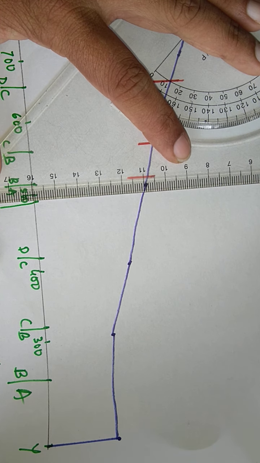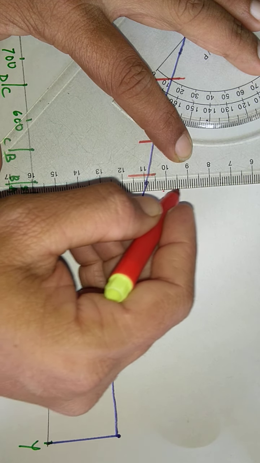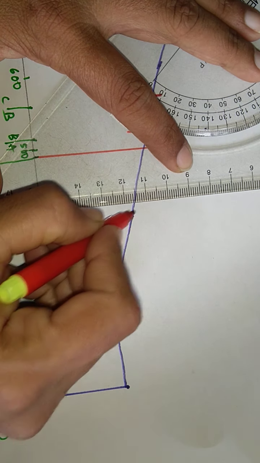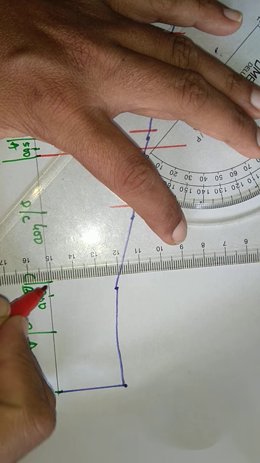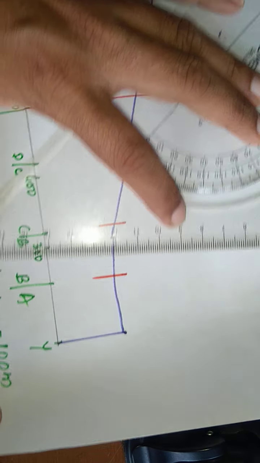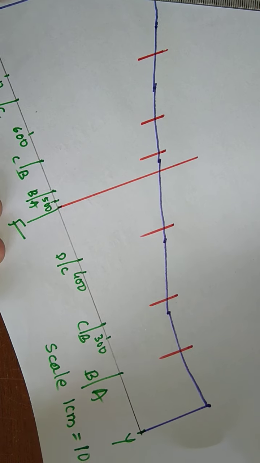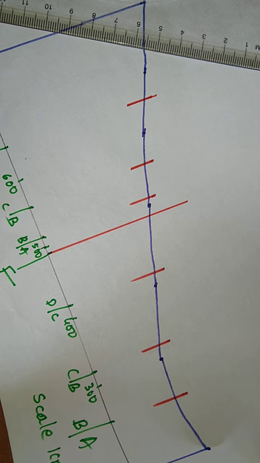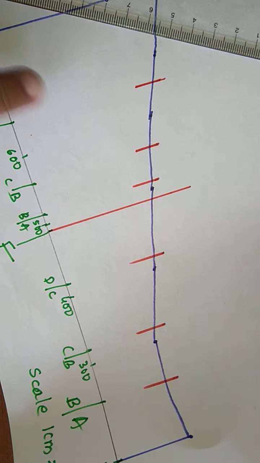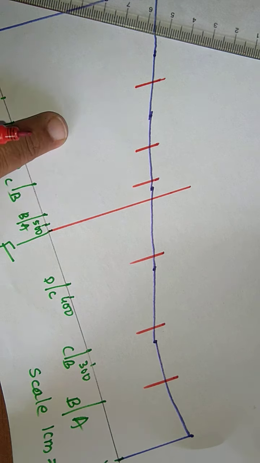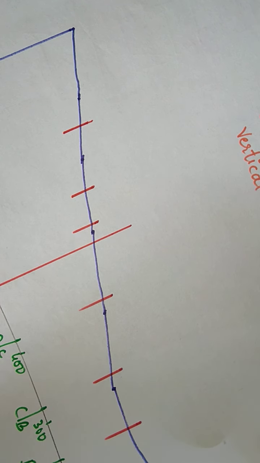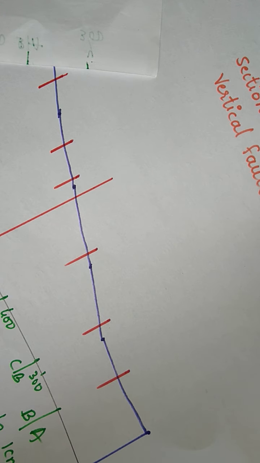Then this fault also we are going to mark by a straight line. Then the bed DC, CB, and the last one is BA. So we have marked all these beds. Now as there is a fault, on either side of the fault we are going to draw the beds. So how to draw these beds? To draw beds we have to use the attitude of beds.